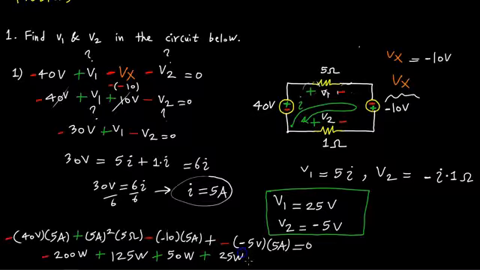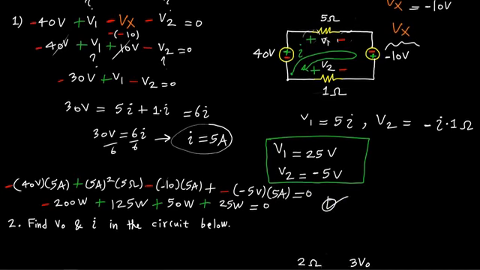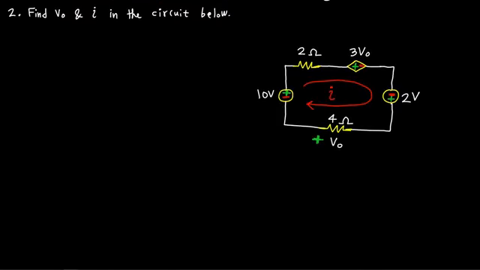And lo and behold, we have that 50 plus 25 is 75, plus 125 is 200. That's a plus 200, minus a 200, that's equal to 0. So the laws of conservation of energy is satisfied. And let's go on to the second problem.